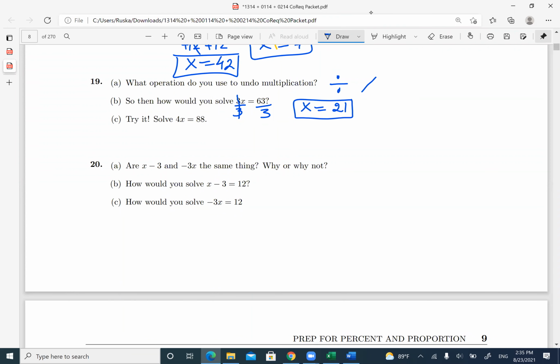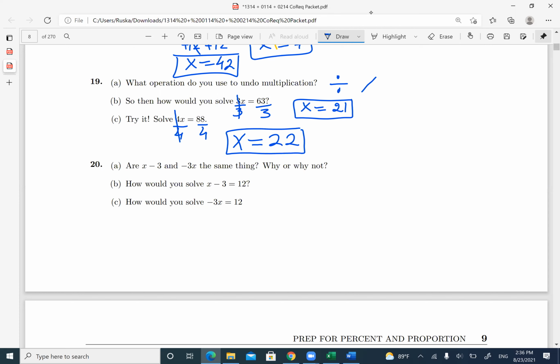And the same way you solve 4x equals 88. How do you solve 4x equals 88? You divide by 4 on both sides to get x. That's right, you divide by 4. And why do you divide by the same number? Because 4 divided by 4 is what? 1x. It cancels out. Yes, 1x equals 22.